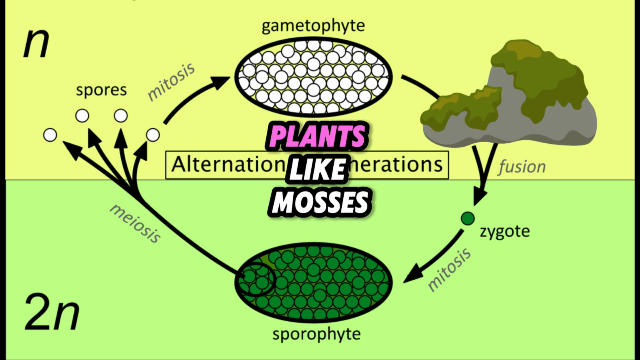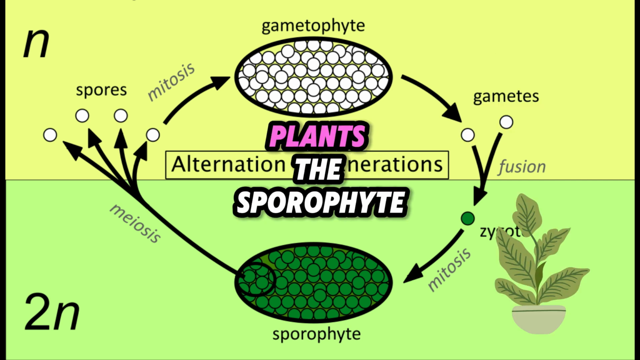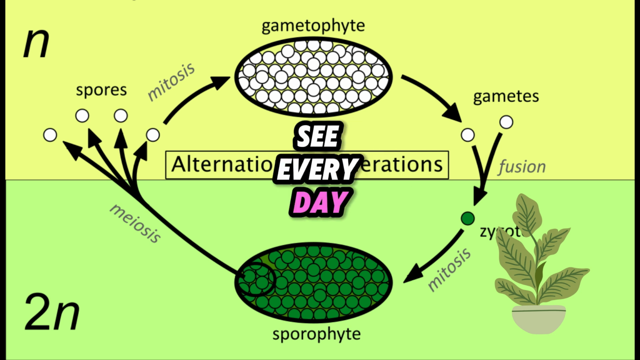In non-vascular plants like mosses, the gametophyte is the main visible stage. But in flowering plants, the sporophyte dominates. That's the green plant you actually see every day.